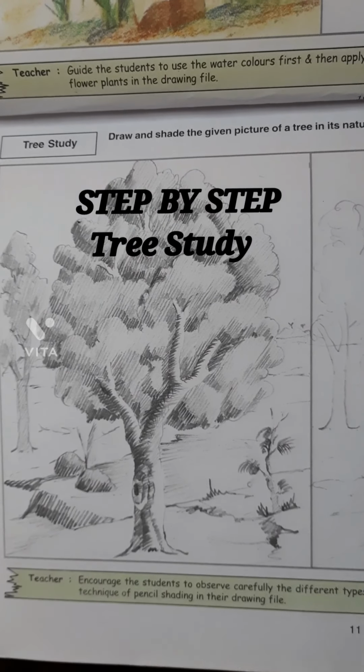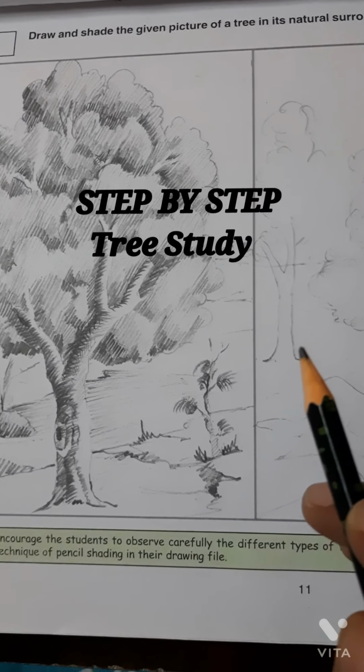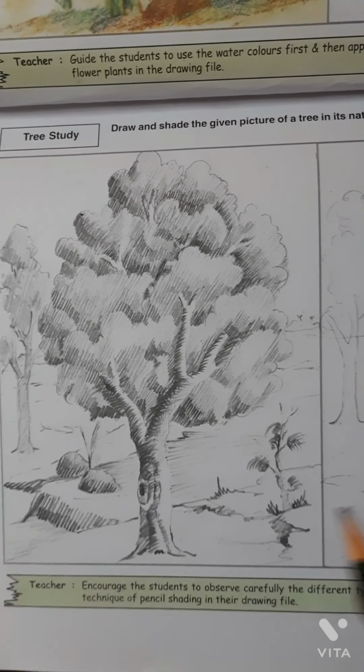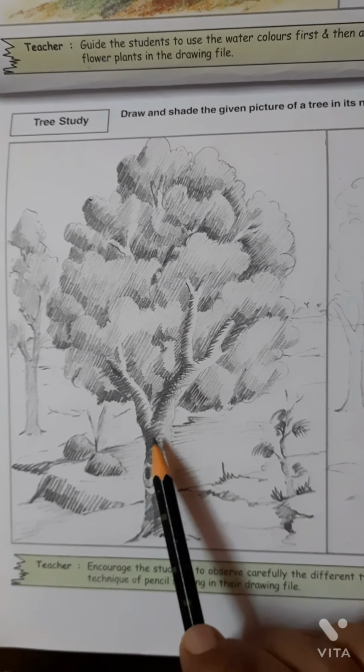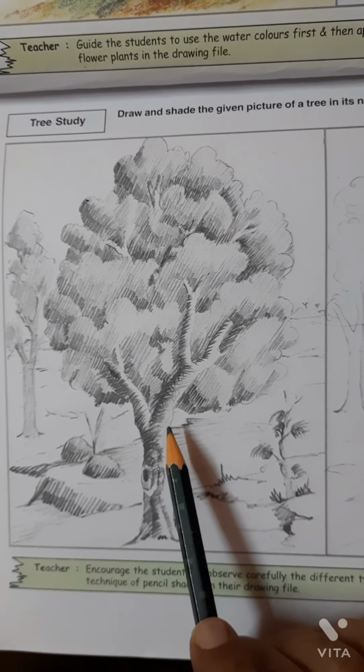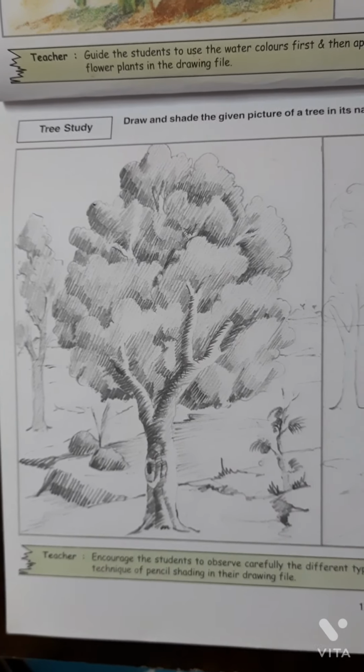Good morning, students. Today we are going to start page number 11 of the step by step book. We have to draw and shade the picture of a tree in its natural surroundings using pencils of different grades. So let's start.